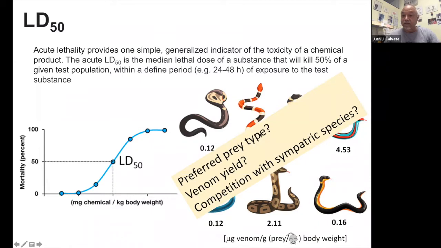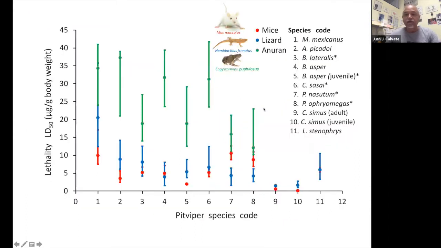the preferred prey type. Do they have the same preferred type? What is the venom yield of each of these snakes? Is there competition with sympatric species, etc.? If there is no competition, the comparison of venoms in the same context is almost not useful. And we are also very well aware that even generalist species, like those here, like the first part of this graphic, have quite different toxicity towards different prey.